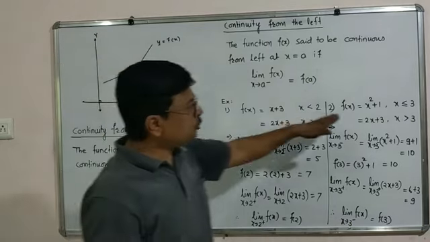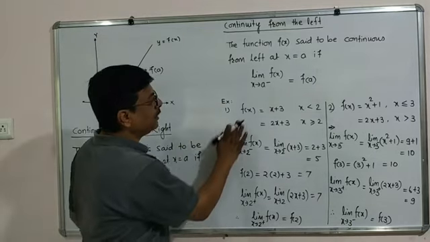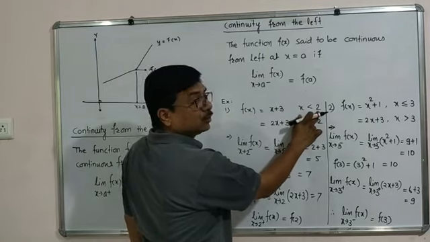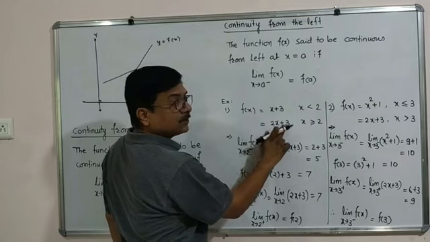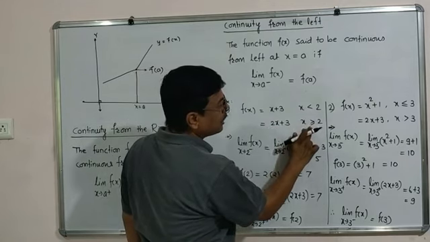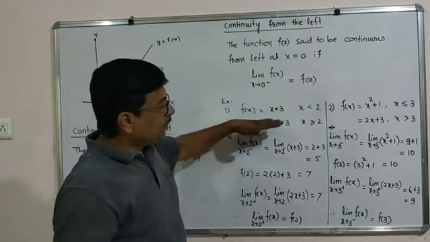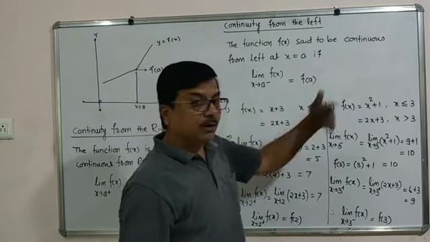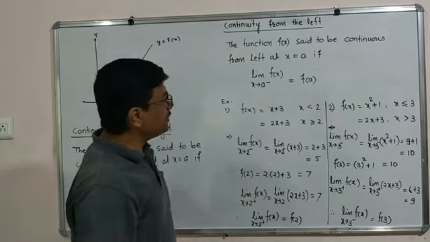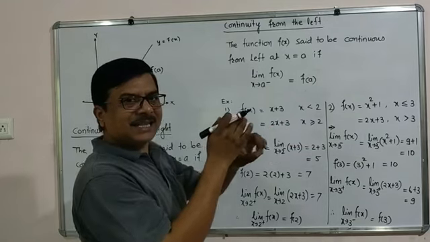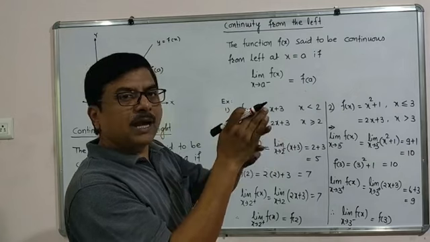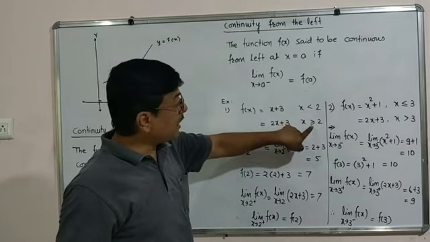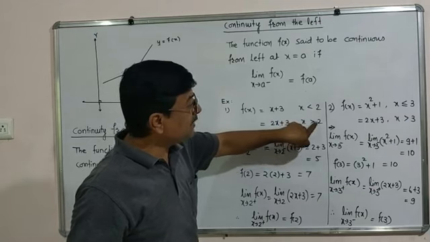Now look at these two examples. In the first example, function f of x is equal to x plus 3 for x is less than 2 and is 2x plus 3 for x is greater than or equal to 2, means exactly from 2 the function changes to 2x plus 3, means there are three cases: x is less than 2, x is equal to 2 and x is greater than 2.